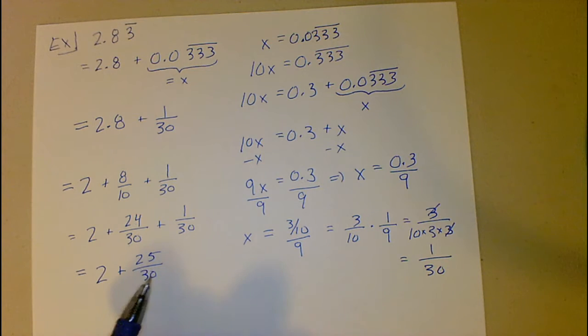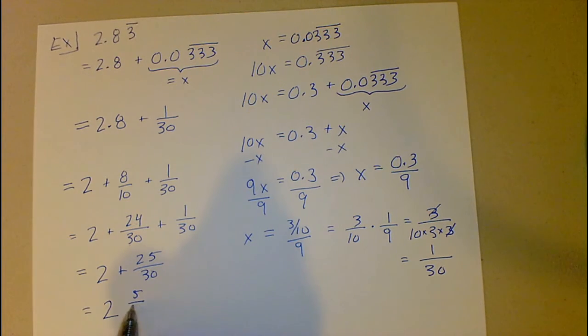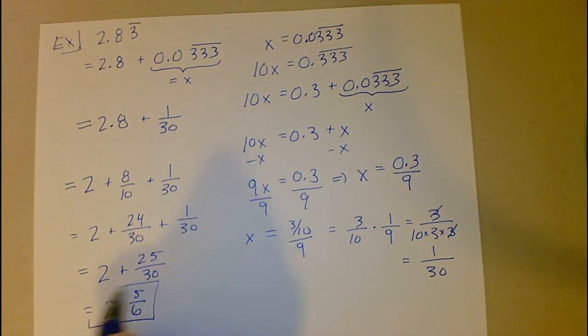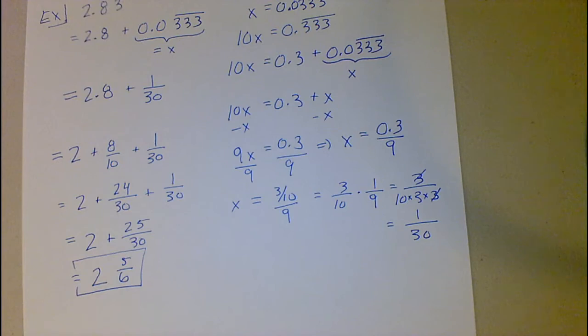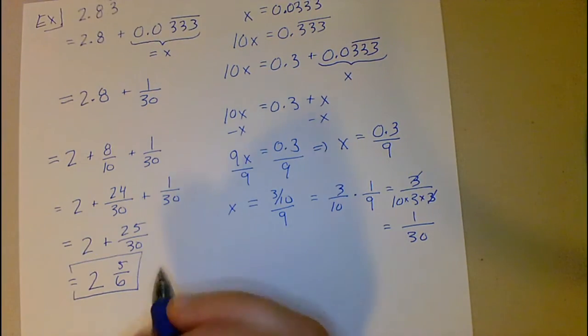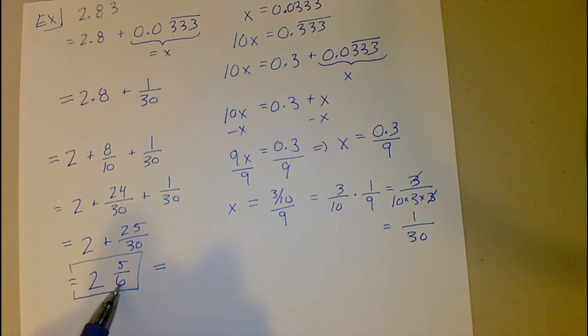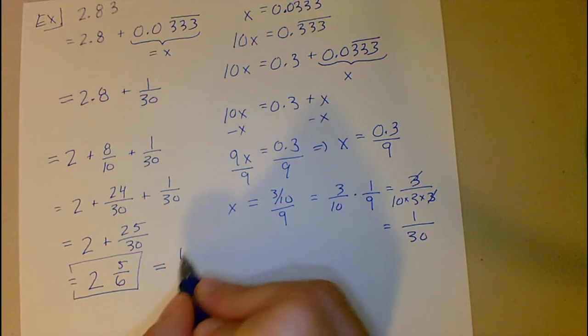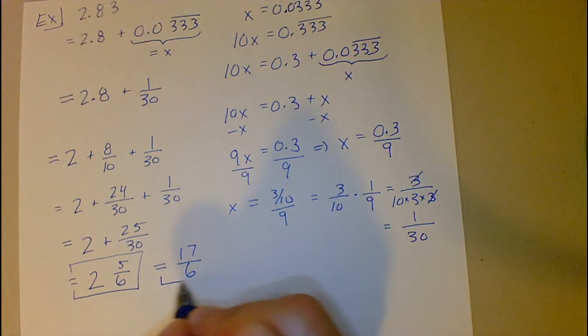Reducing this fraction, they both have a common factor of 5. This as a mixed number is 2 and 5 over 6. Wow. So as a mixed number, I get 2 and 5/6. If I want to convert this mixed number into an improper fraction, remember, you take the denominator and multiply it by the whole number. 6 times 2 is 12, and then plus the numerator. 6 times 2 is 12, plus 5 is 17 over 6.